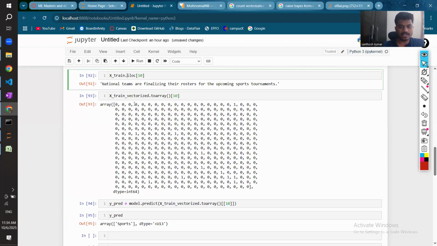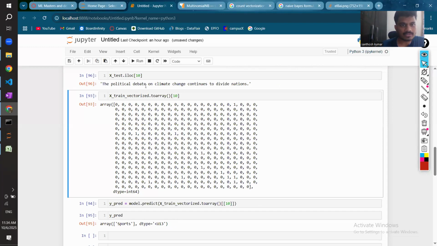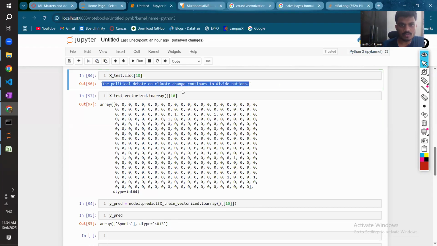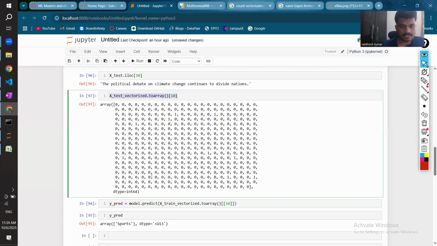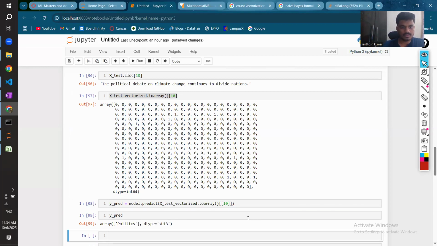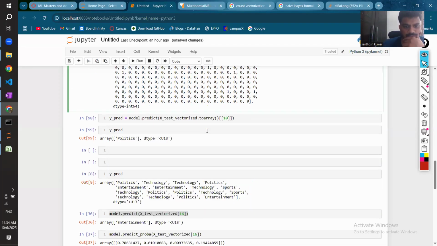This is with X train, which the model was obviously trained on. Now if I go for X test, this is my political debate example, so this is politics. Instead of train, I'll go for test. This is my 10th X test row and its corresponding feature matrix. Now if I pass this, it gives politics. That's how it's doing.